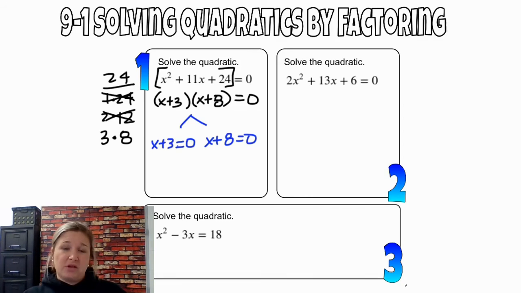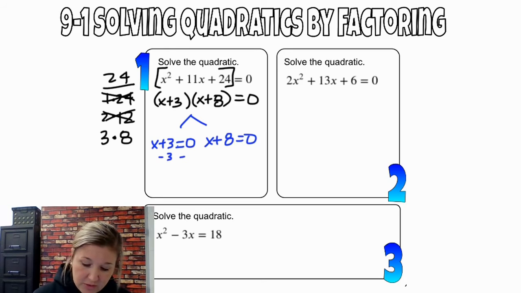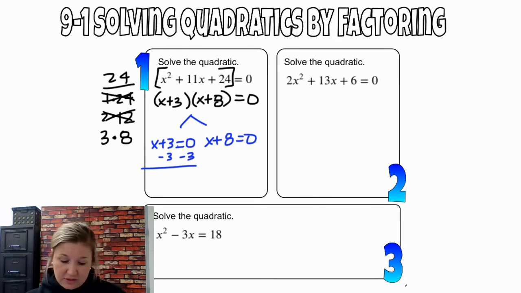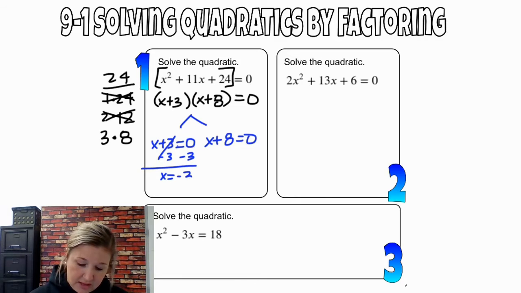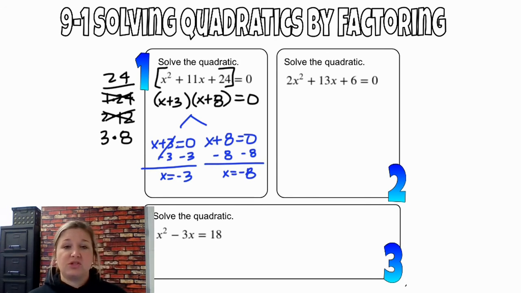From here, I can now solve for x because I have just a linear equation. I subtract 3 from both sides on the left equation, and I have x is equal to negative 3. On the other one, I subtract 8 from each side, and I have x is equal to negative 8. So I just solved a quadratic using the multiplication property of 0 by factoring. When I factor, remember, I'm finding two things that multiply together to give me something else, in this sense a trinomial. And when I do that, I know that one of those things has to be 0, so then I can split it up and solve from there.